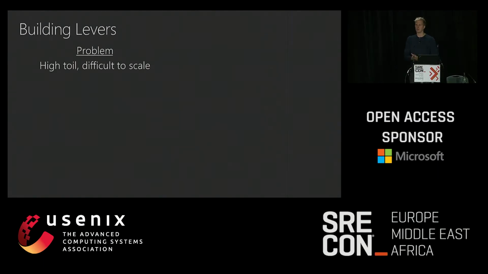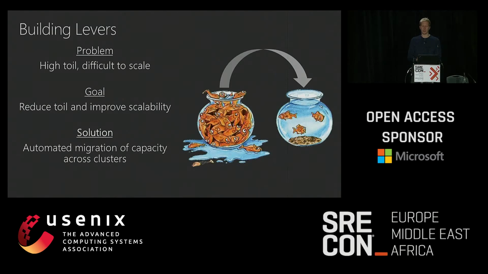So let's jump back to levers for a minute. In some cases, the capability you need doesn't exist yet. So I'm going to run through an example of how we built a lever. We had a problem with high toil due to the rapid growth that we were experiencing. So we set a goal to reduce this and identified a solution. We would automate the migration of capacity between different clusters.